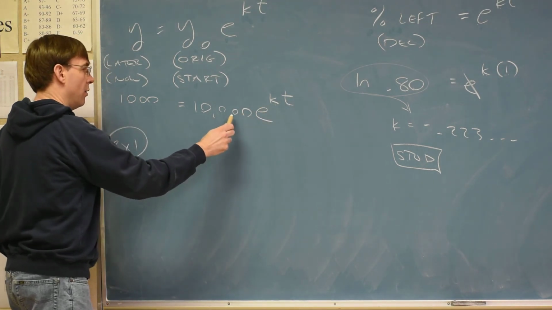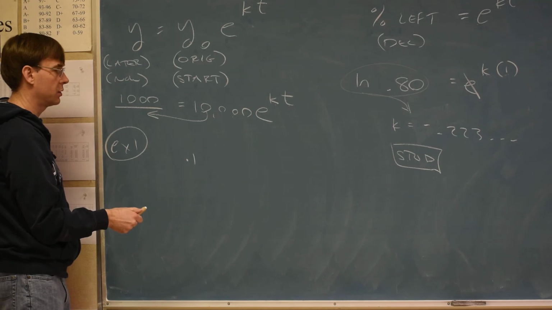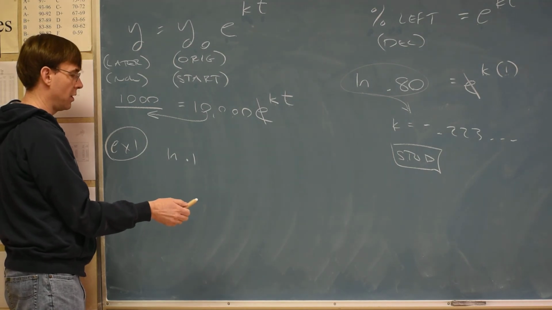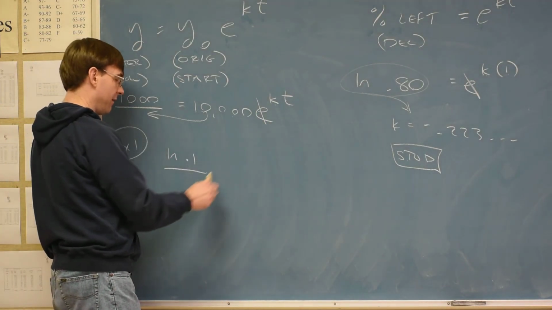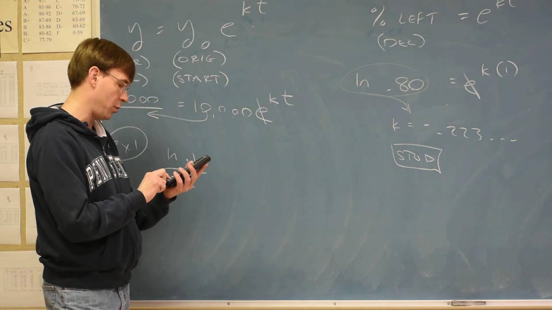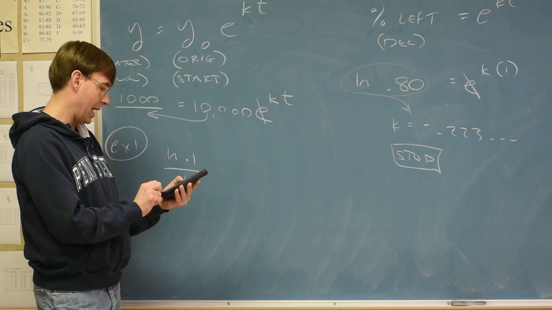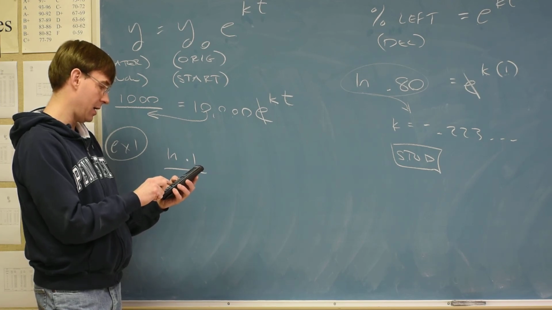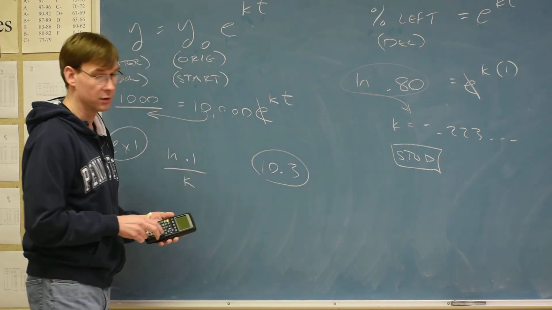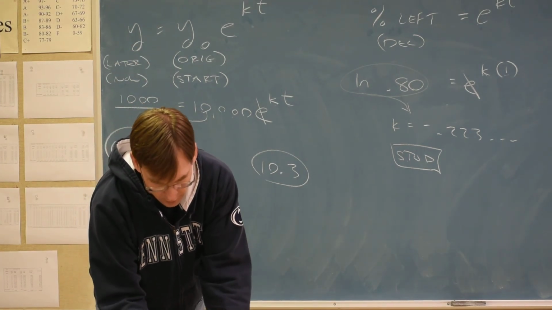To get the t alone, first you'd have to divide by the 10,000, and 0.1 would show on your screen. Then we'd get rid of the e with an ln. Then we'd have to divide by the k that we stored. So on the calculator, ln of 0.1, close the parentheses, divide by the stored k, and it's going to take 10.3 years, roughly. And the book agrees with that. So on to the next one.